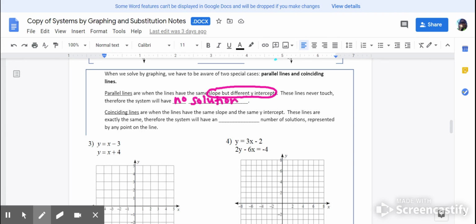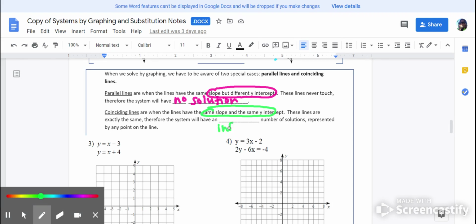Now the other special case in this situation is coinciding lines. This is when the lines have the same slope and the same y-intercept, which is telling me that when I simplify, when I solve for y equals, these two lines are going to end up being the exact same line. Therefore, this system will have an infinite number of solutions. So any point on the line will be an answer if I have coinciding lines.